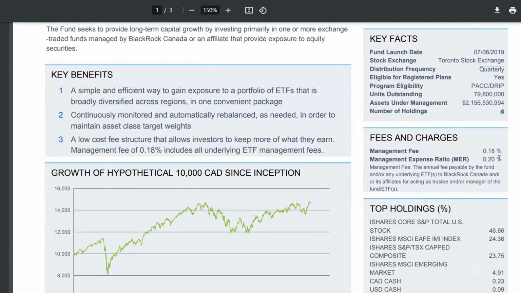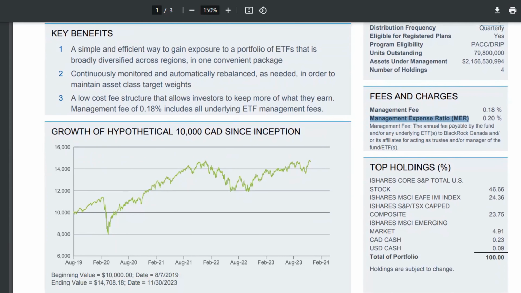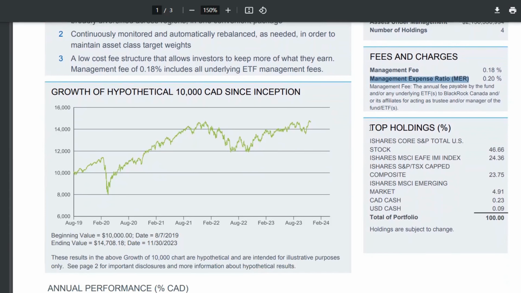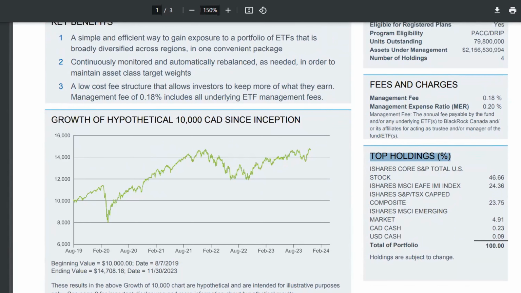It talks about its fees. The fee that you want to really focus on is the management expense ratio, MER, which is the all-encompassing fees. And you're not going to see it actually coming out of your account. The management expense ratio is actually taken out of the performance for the fund. So in this case, for XEQT, it has a management expense ratio of 0.20%. It does show you what the holdings and the percentages are, as well as the hypothetical growth of $10,000 invested since inception. It's shown in the graph for you.